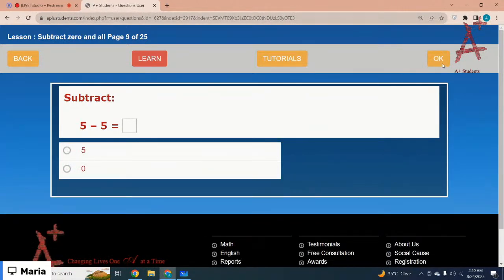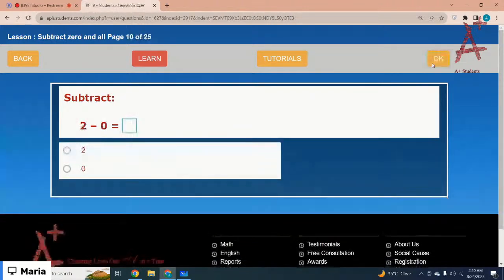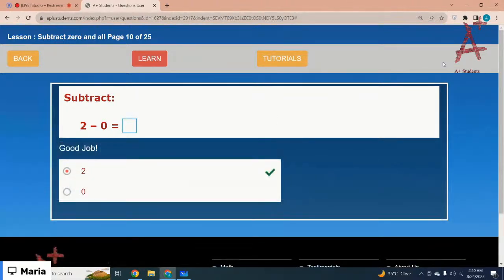You have 5 take away 5, so 5 take away 5 is 0. Subtracting a number from itself is always 0, right? Then you have 2 take away 0. So which is the correct option? 2 take away 0 is 2, right? When you subtract 0 from a number, the number stays the same. So 2 take away 0 is 2.